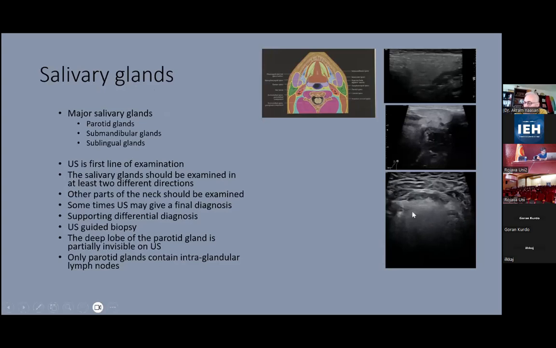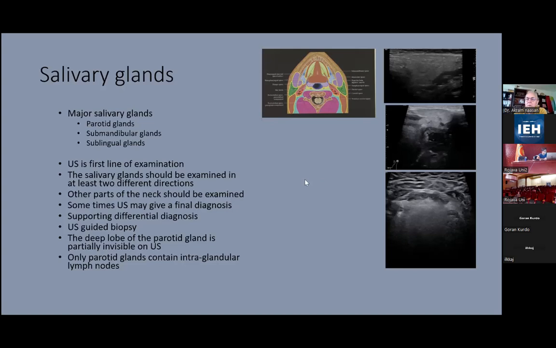In this picture, you see the green one is the parotid, the blue one is the submandibular, and the yellow one is the sublingual. The ultrasound is the first line of examination for the salivary glands, and the salivary glands should be examined in two directions. The other parts of the neck should also be examined when you are examining the salivary glands, to see if there are any other lesions or lymphadenopathy. This usually supports the differential diagnosis, and at the same time, if needed, we can do ultrasound guided biopsy.